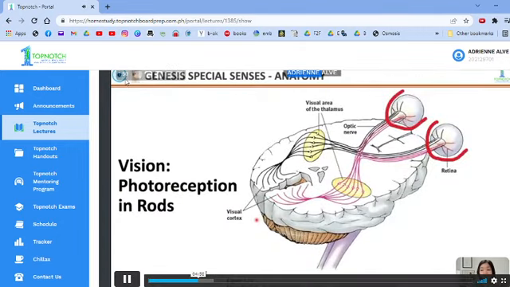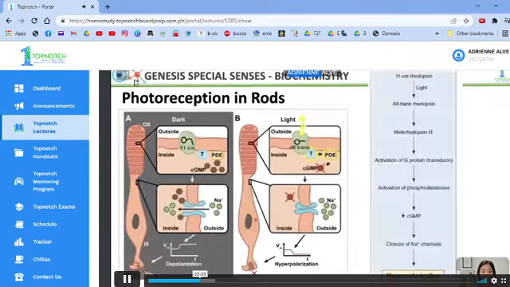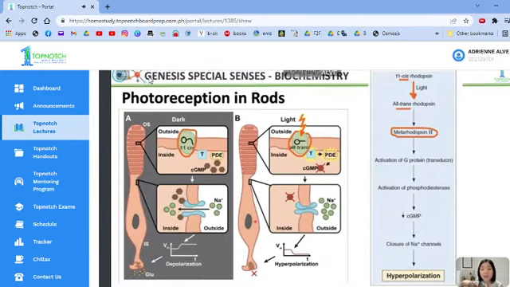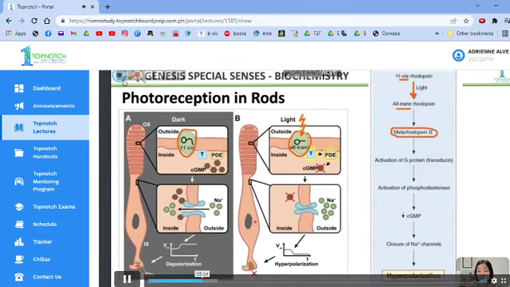So let's talk about photoreception in the rods. How does the retina detect light and send signals? So it does it through the photoreception process in the rods and the cones. So the first step is when light on the retina will convert the 11-cis-rhodopsin to an all-trans-rhodopsin in the process called photoisomerization. A series of intermediates is then formed, one of which is meta-rhodopsin 2.